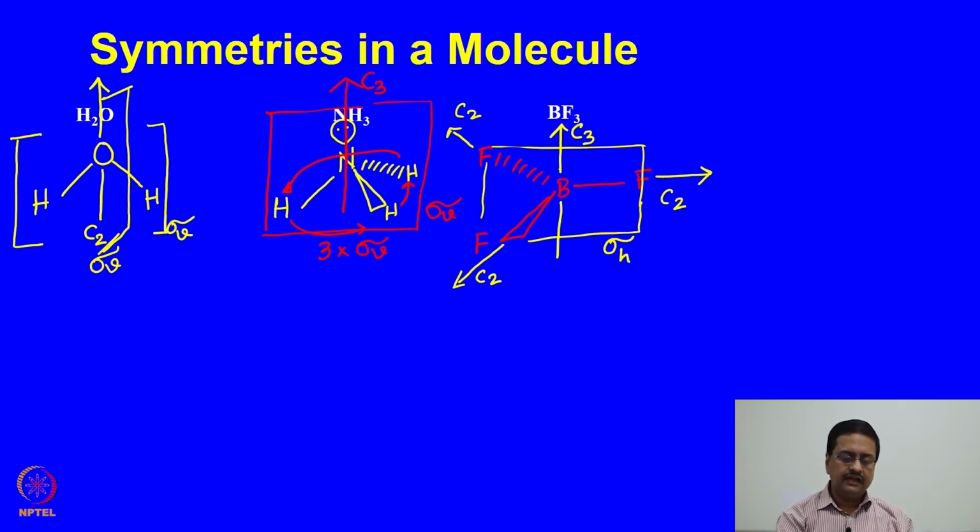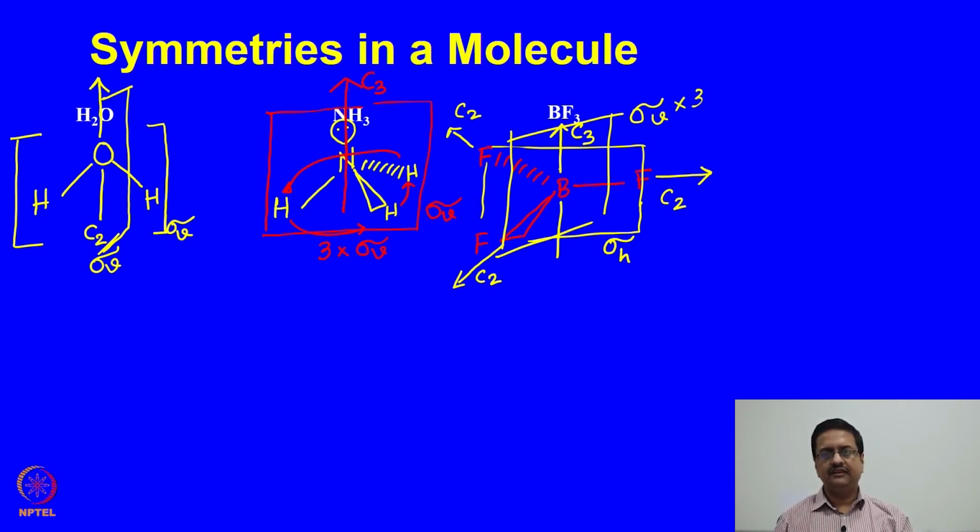and this compound has 3 other mirror planes which are passing like that, like this and like that. So it has 3 sigma v's. Such a simple molecule like BF3 has a C3, 3 twofold axes of symmetry, 3 sigma v's and 1 sigma h.